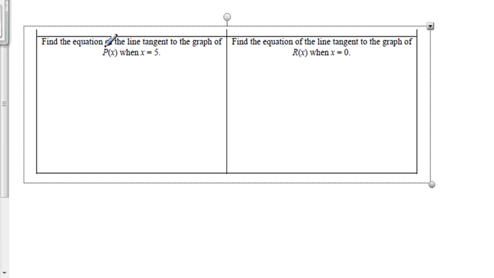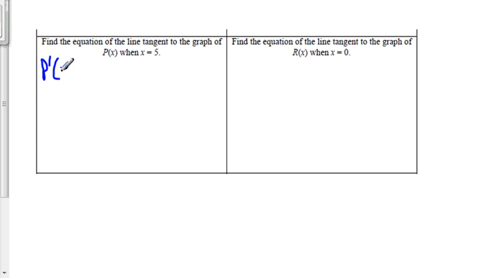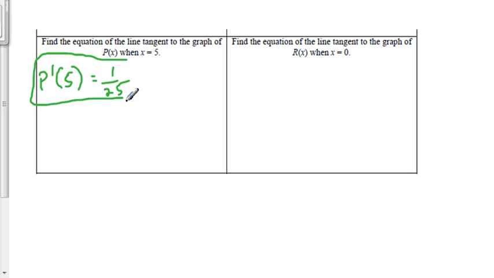I think it's over here. Yeah, sorry, right below it. Find the equation of the line tangent to the graph of p of x when x equals 5. So we just found that the derivative, I wrote p of x, it should be the derivative of p at 5, so p prime of 5. We just found that that's 1 over 25.